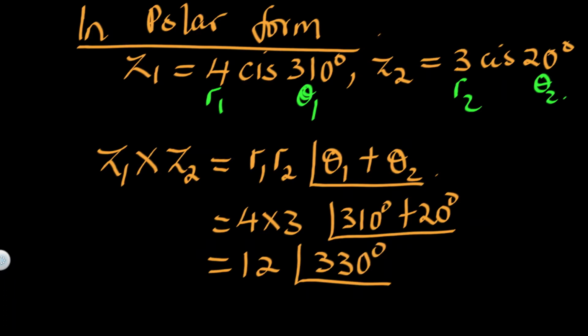You can express this in different versions of the polar form. This is the right version. This is correct. You can also write this as 12 cis 330 degrees. This is another version of the polar form. That is our answer. And this is how you do the multiplication of complex numbers in polar form.